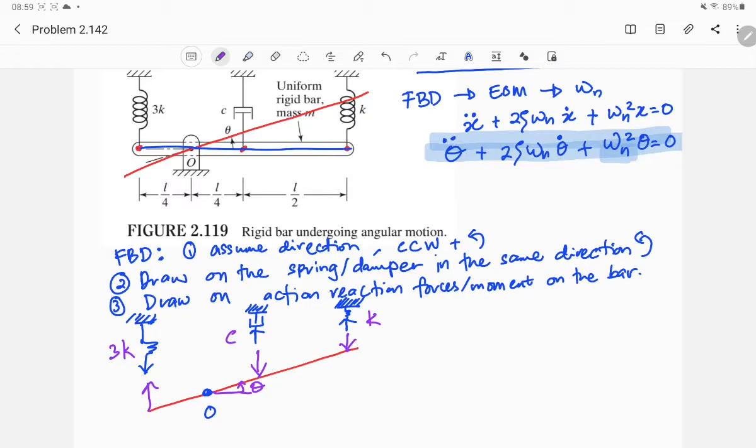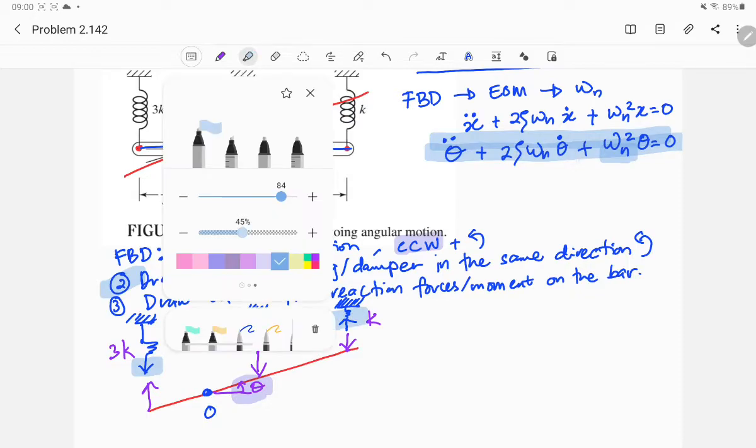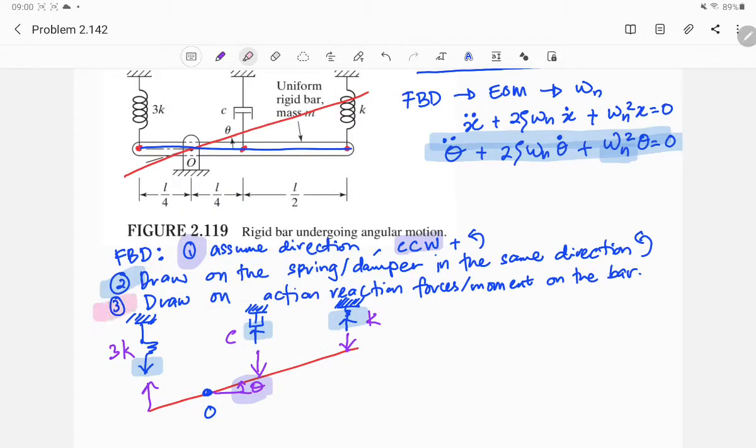Let me just recap how you draw your free body diagram. The first part is your assumed direction, which is theta, counterclockwise. Then you draw on the spring and damper, so you have these arrowheads going down, up, up. And then the final one, the third step, is to draw the action reaction. You can see these arrowheads going up, going down, and down. So it's opposite. Those are the 3 steps for your free body diagram.